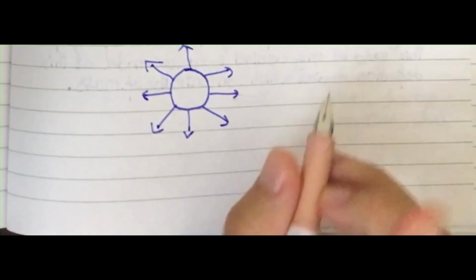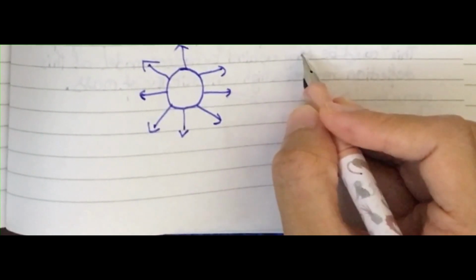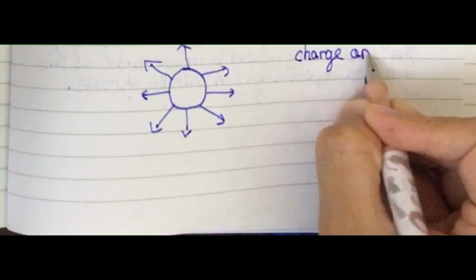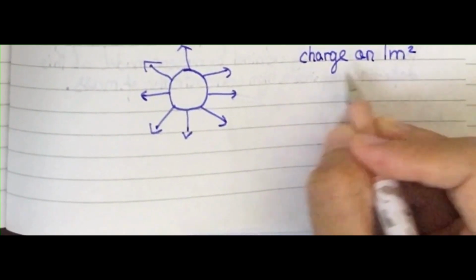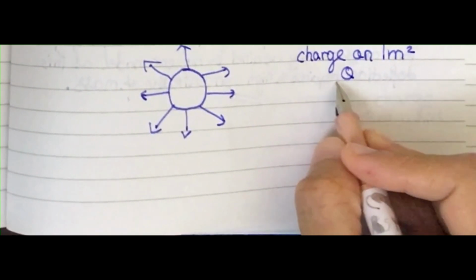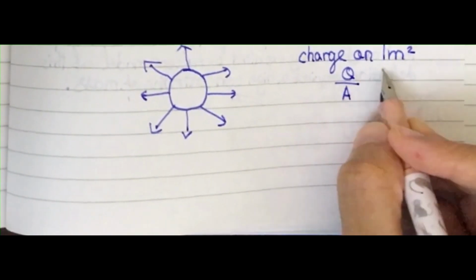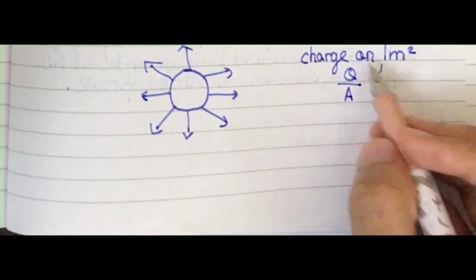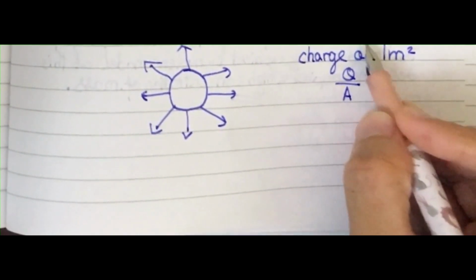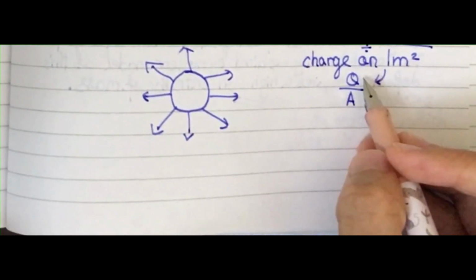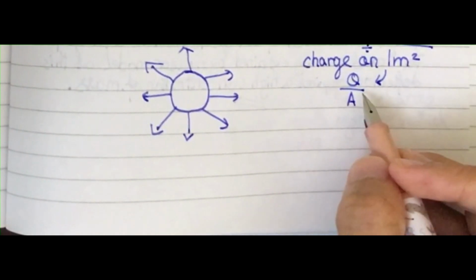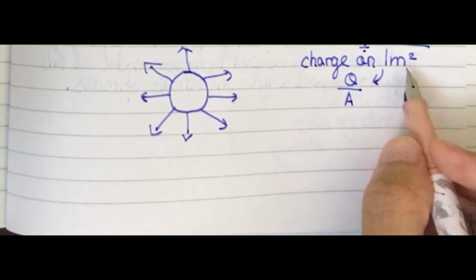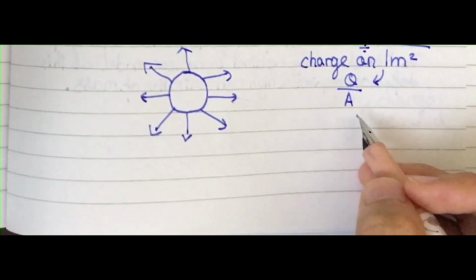So the main important thing it said was charge on 1 meter square, so it's charge per area. This simply means, in other words, charge per area. "On" basically means divide. So charge on 1 meter square basically means Q by A, right?